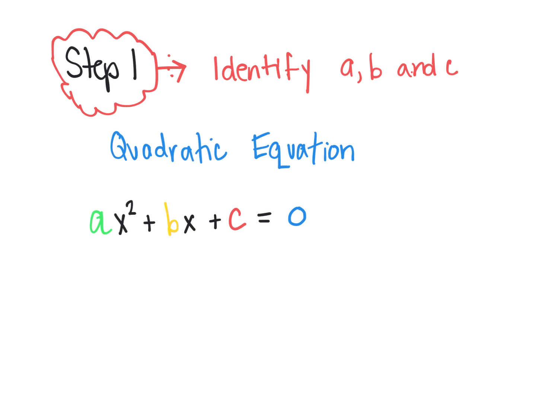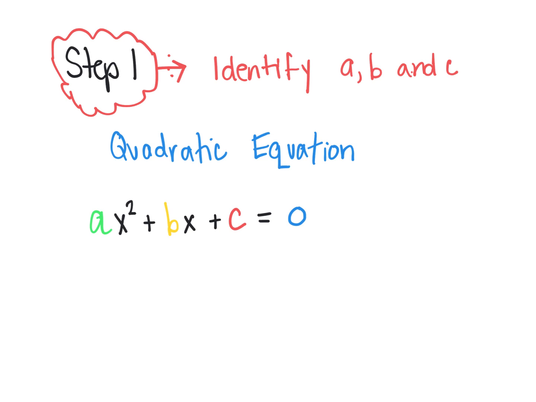If we look at our quadratic equation, ax squared is the quadratic term. A is the coefficient of the x squared. Bx is the linear term, often called the middle term, and B is the coefficient of x. And then C is our constant term. Keep in mind that when we're identifying A, B, and C, this must always be set equal to 0.